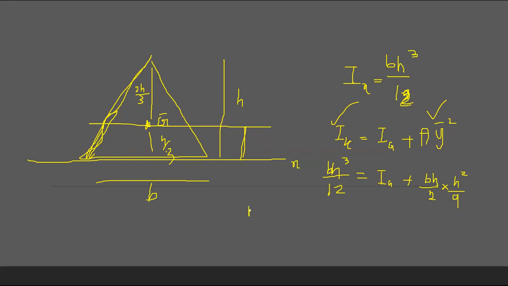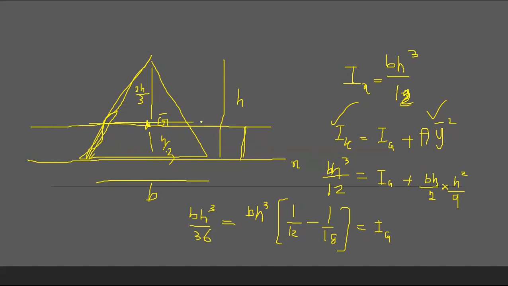So you take bh cube out: 1 over 12 minus 1 over 18 is Ig. That's going to be, this is 36. For 36 you have 3, for 36 you have 2, so this is going to be bh cube over 36, Ig.